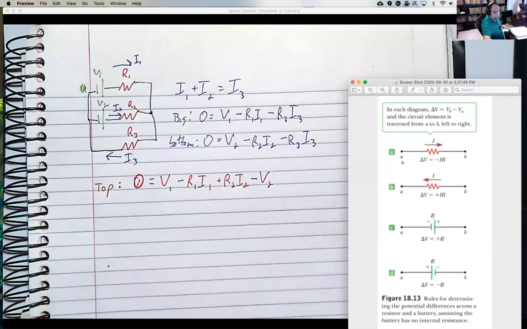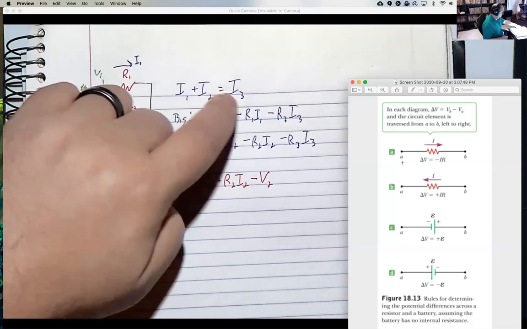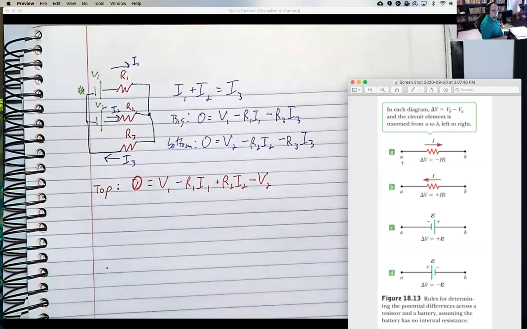And how I like to do it, there's a lot of ways to do it, but what I like to do is I figure out what current is in all terms. If you look, I3, I3, I3, it shows up everywhere.